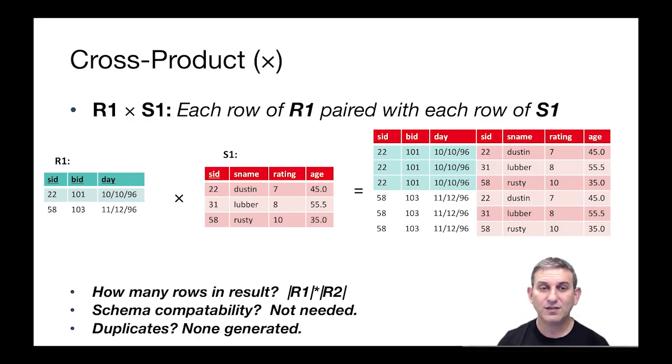Now, do R1 and S1 have to be schema compatible? No, they don't, because we're going to concatenate their schemas, right? The type of the output of a cross product is the concatenation of the schemas of the inputs. They don't have to be the same. We're just going to stick them side by side. And in terms of duplicates, there's no duplicate elimination required because none are generated. R1 has no duplicates, S1 has no duplicates, and therefore their cross product, their combinations, are all unique.